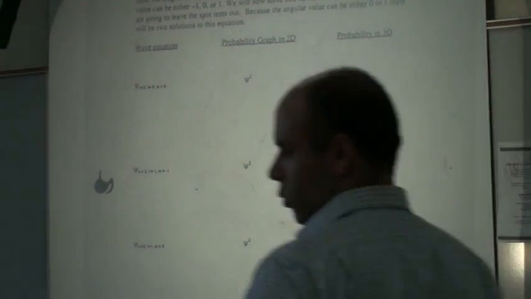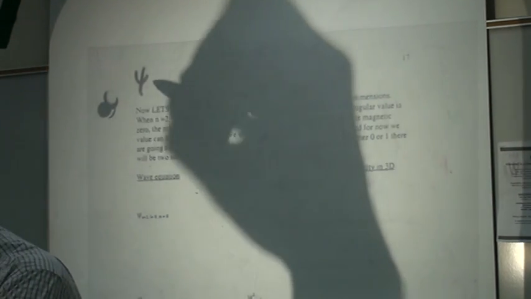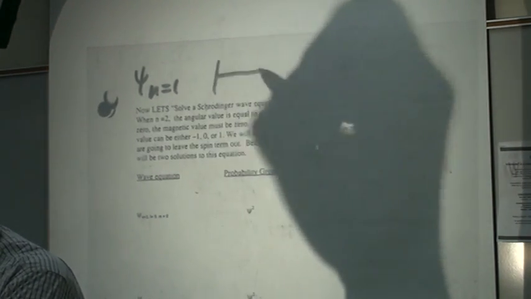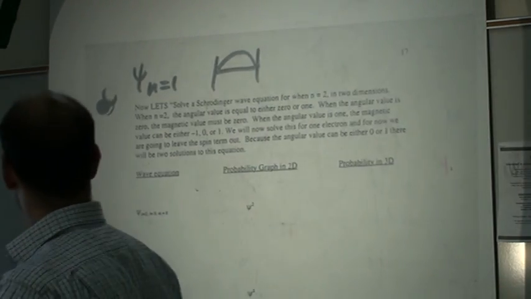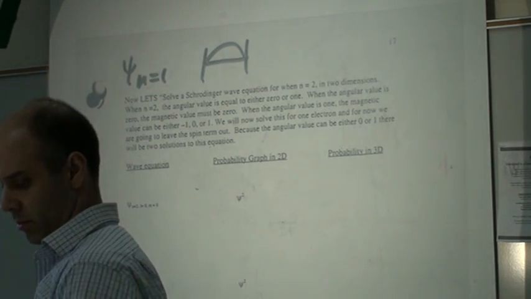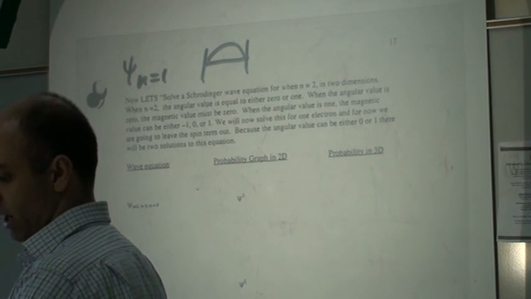Okay, so that was for when n equals 1. We did psi n equal to 1. That corresponds to the first fundamental wave. One amplitude. Right? How many nodes do I have here? 2 nodes.